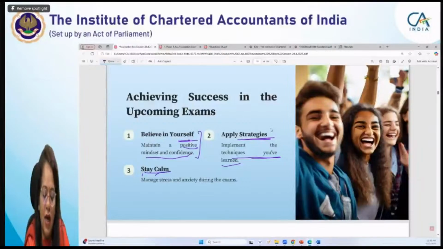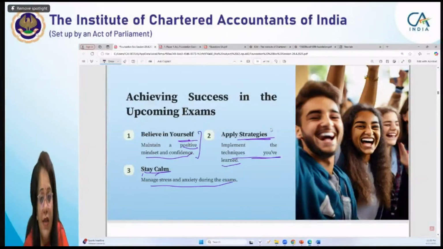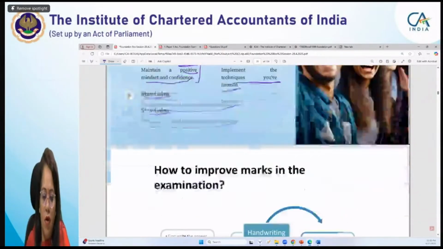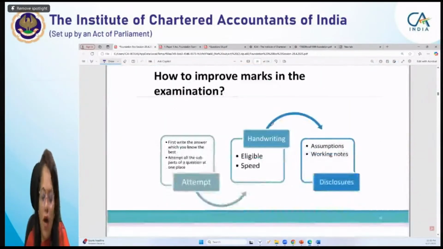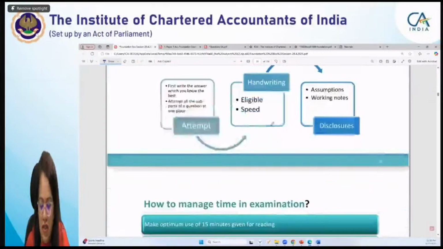Then stay calm. Manage stress and anxiety during the exam. Always stay calm. Keep your confidence level on a very high side and do your questions in a calm and composed manner. If your mind is calm, you'll be able to solve the questions very quickly and easily. All right. How to improve marks in the examination? This I'll tell you now.